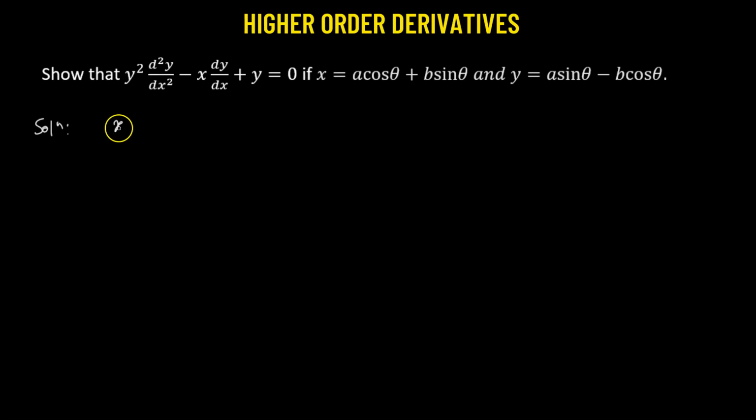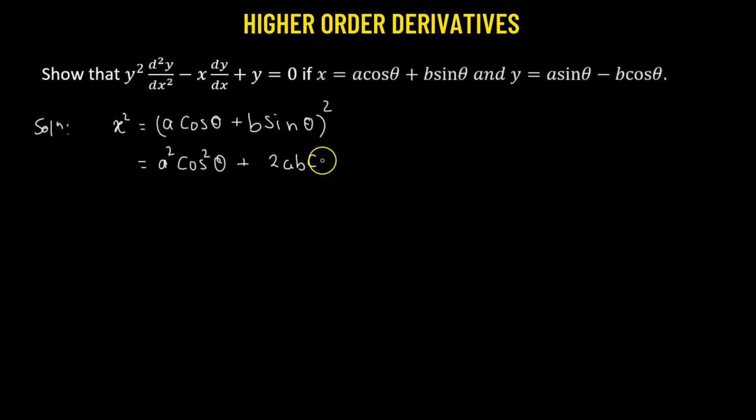We'll begin by squaring x. So x squared is a times cosine of theta plus b times sine theta, squared. Let's expand this, and this is going to give us a squared cosine squared theta plus 2ab cosine theta times sine theta plus b squared sine squared theta. So this is x squared. Let's label this as equation number 1.